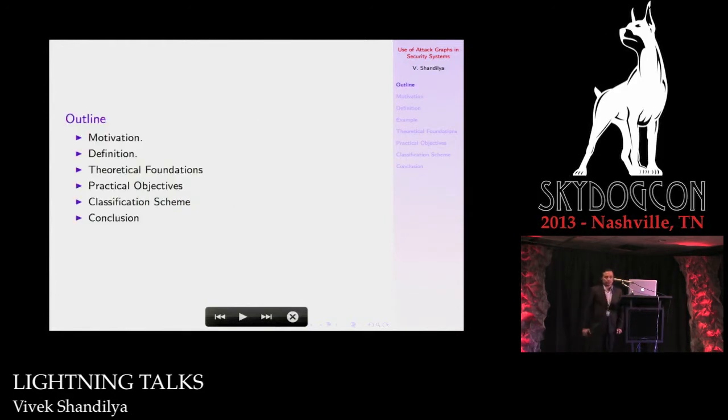So the outline of the talk is going to be, first I'll define the motivation, and then the definition, and I'll explain the theoretical foundations of this idea, and then the practical objectives. Then I will describe the state-of-the-art technology as of now, which we have surveyed extensively and classified, and how the contributions are, and then I conclude with what we can and what we need to do.